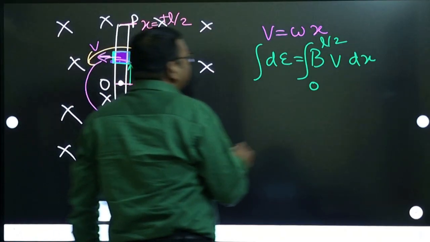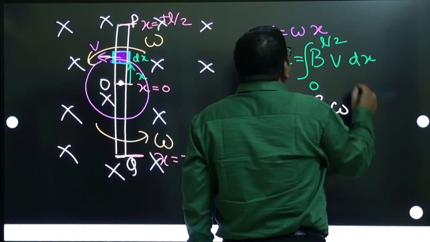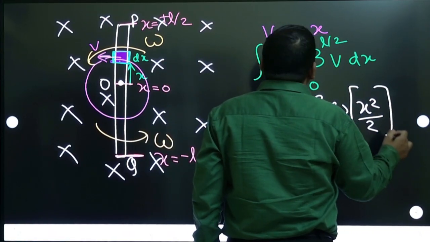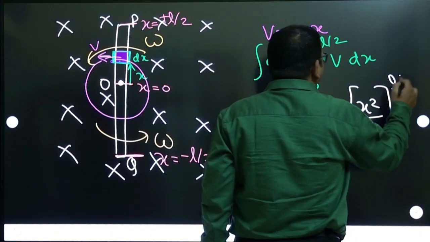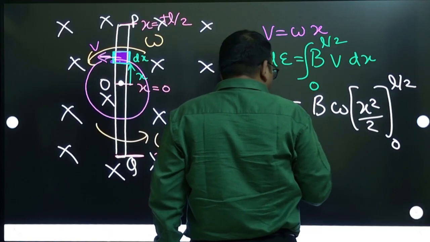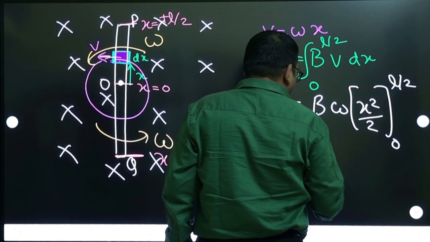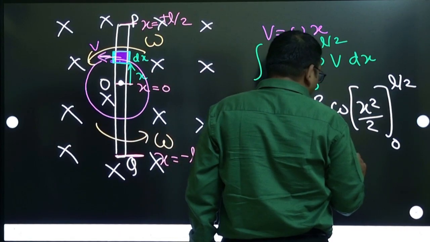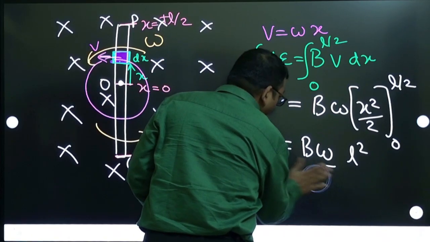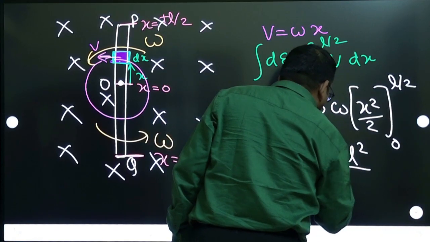So you calculate it. B will come, but v is omega x, so omega comes out and you integrate x, giving x square by 2, and you do this from 0 to L by 2. So B omega by 2 will come out, and this will become L square by 4 as the extra term. So B omega L square by 4 will come, and with the 2, 4 into 2, 8 will become the denominator, correct?